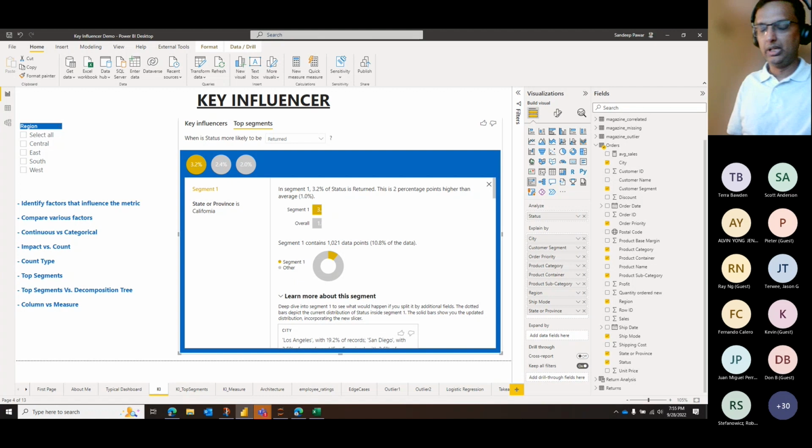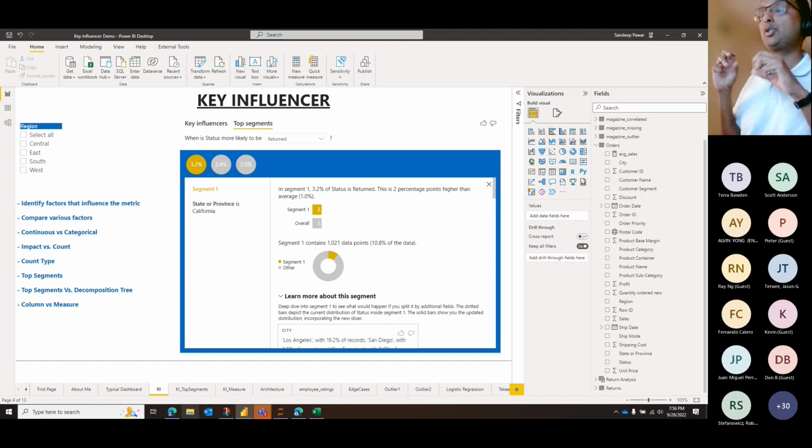The reason for that is because it is a statistical technique, and it comes with a lot of limitations. You have to understand what those limitations are, so we cannot use this in every single scenario. If you look at the tabs below, edge cases, outliers, and a bunch of other things, I will be showing you where the key influencer visual actually fails to work.